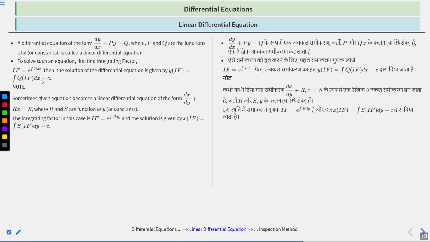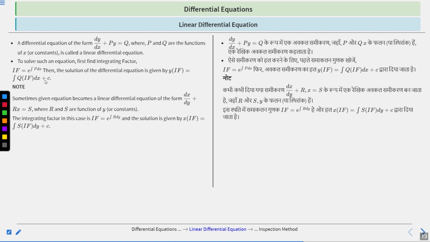Then the solution of the differential equation will be given by y into integrating factor is equal to integration of q into integrating factor dx plus c, right?